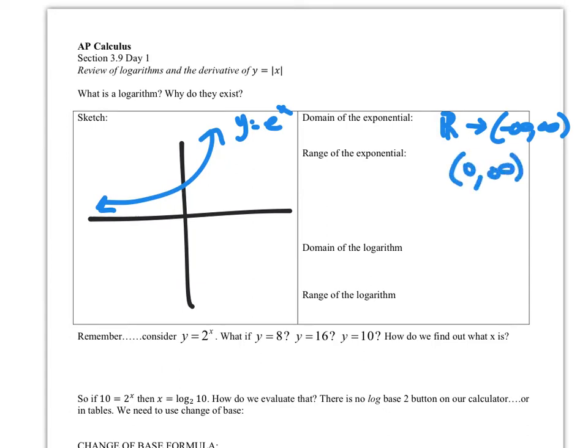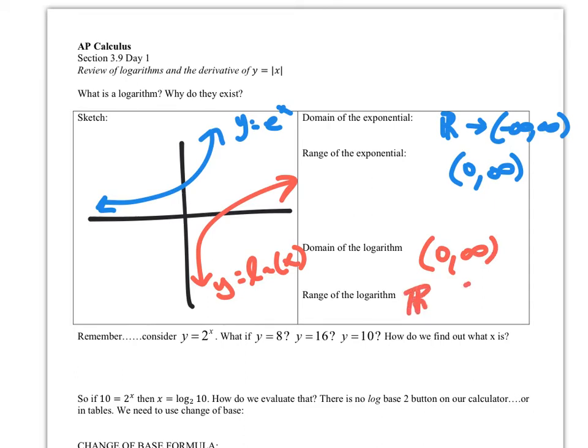Now let's talk about its inverse function, which is y equals natural log of x, which has a domain of 0 to infinity and a range of all real numbers, or negative infinity to infinity. How are these related? Well, they're inverses of each other.